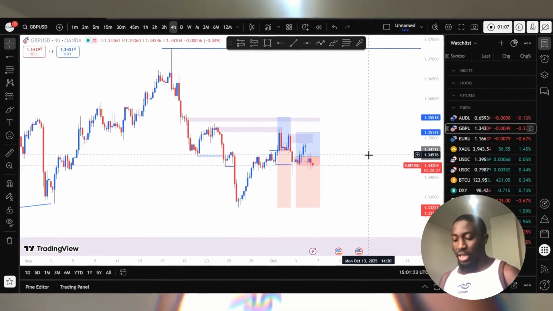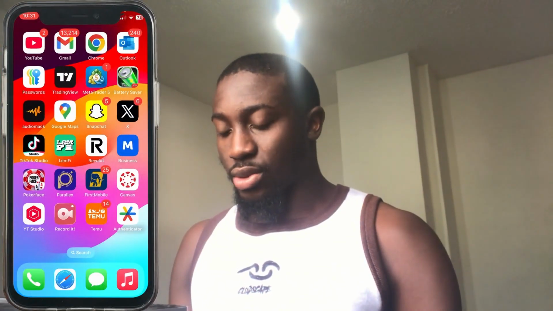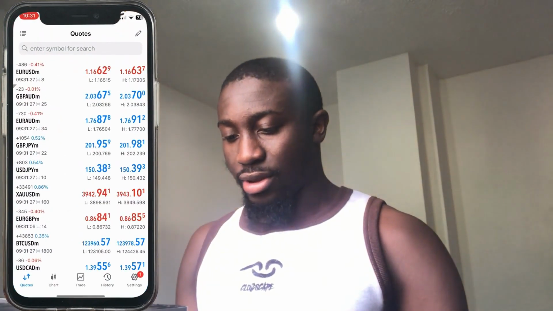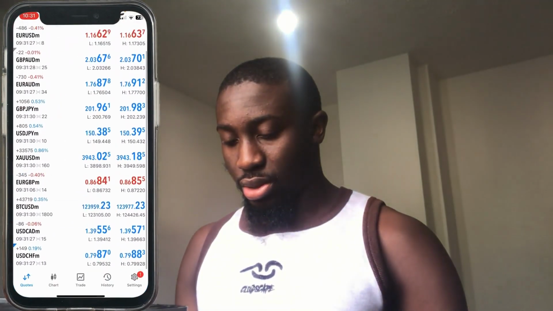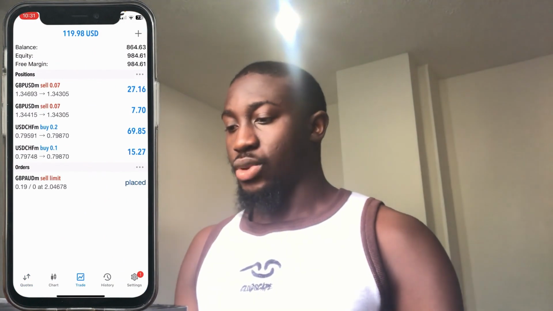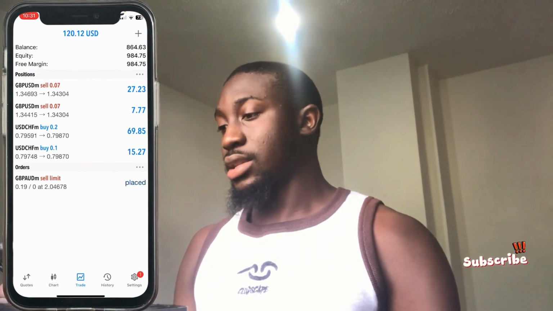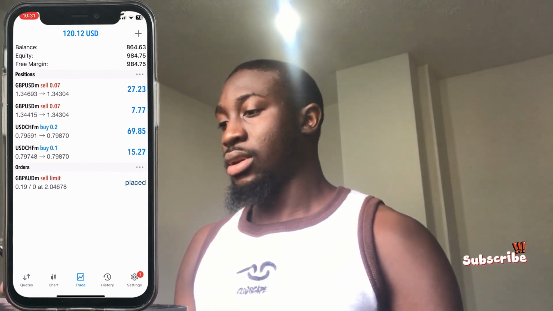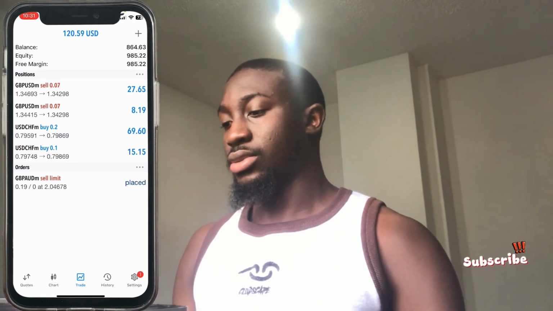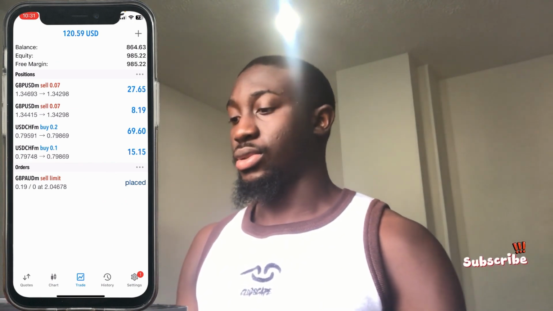So now let me show you guys my MT5. Let me show you the profit, how far it's going. Entering MT5. So as you can see, let's go to trade. You can see how it's going, how it's counting. We are making about $120 running in profit already. So let's see how this goes.